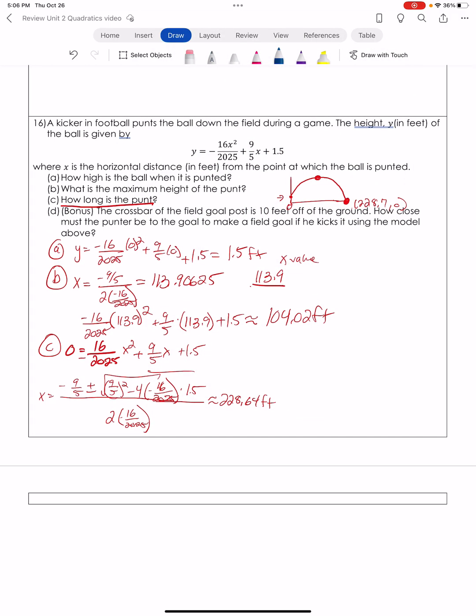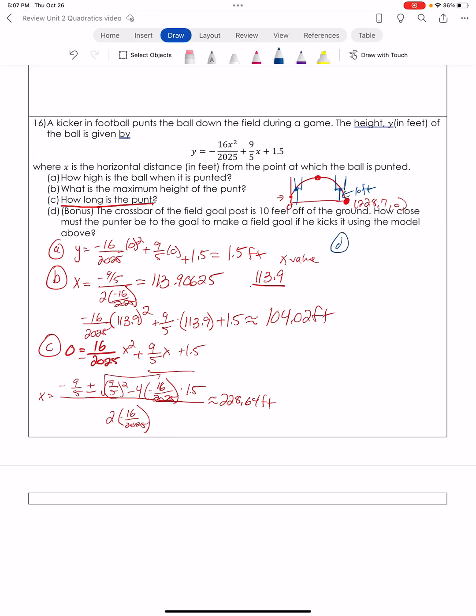All right, this part is the bonus. If you want to make a field goal, this right here is 10 feet. And so the question is, how close must the punter be to the goal to make a field goal if he kicks it using the model above? So actually, we do have two options because you also have this guy here.